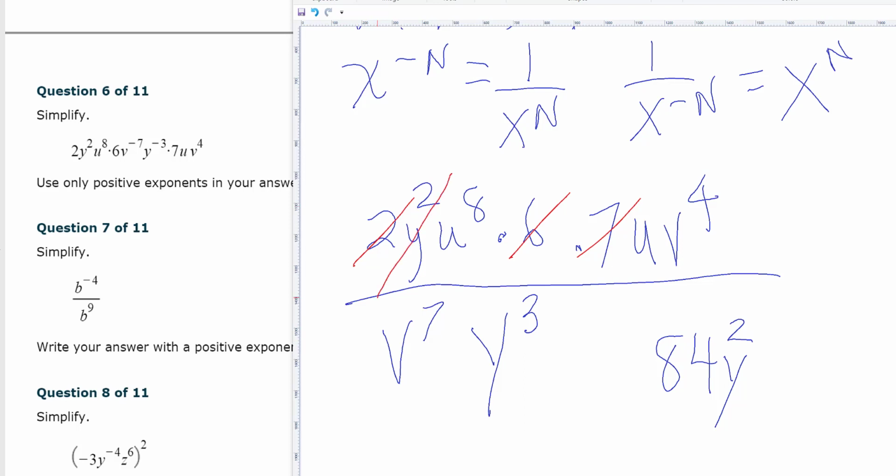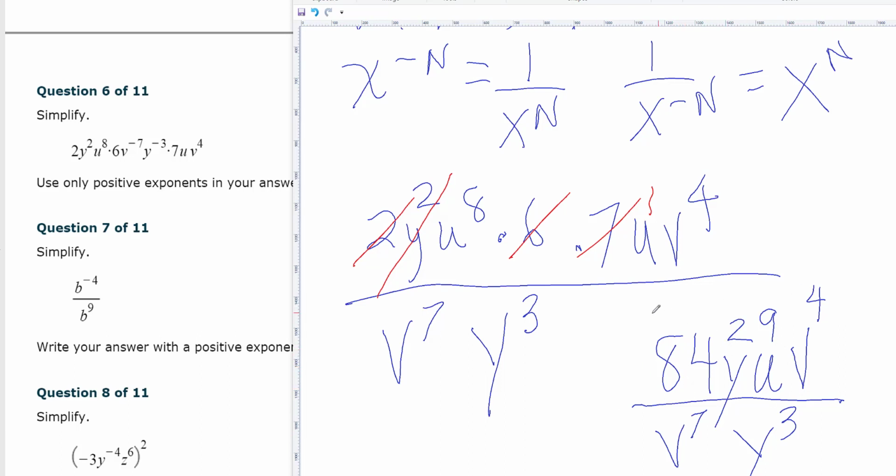You'll notice I have u to the 8th and u to the 1. That's going to give me a u to the 9, because when you multiply, you add your exponents. And then there's a v to the 4th. Now all of that is over this denominator, v to the 7th y to the 3rd. So I need to simplify further what I have here.